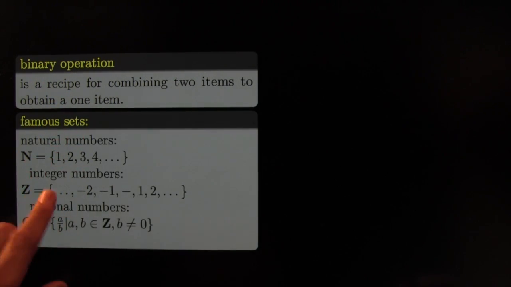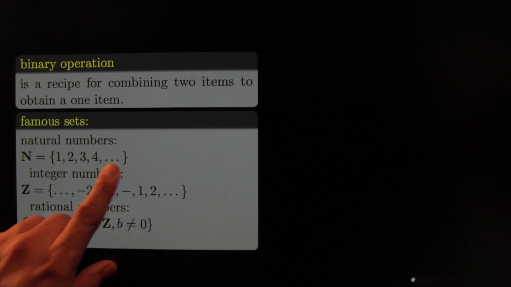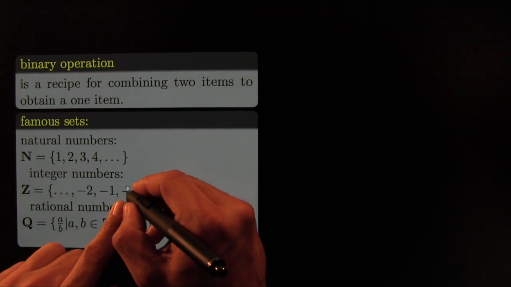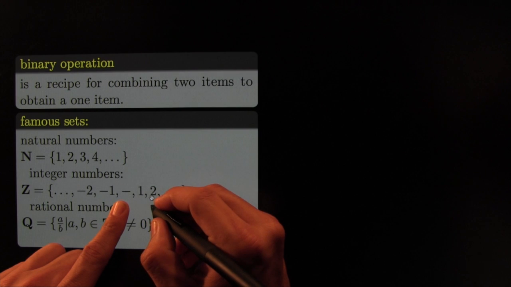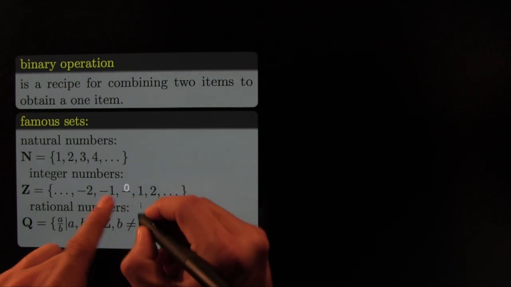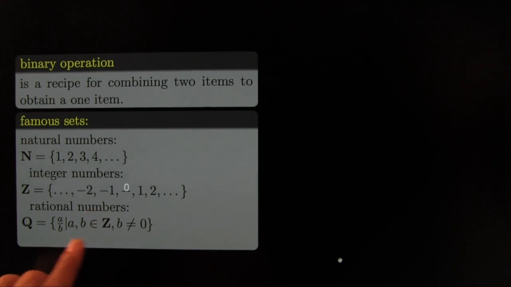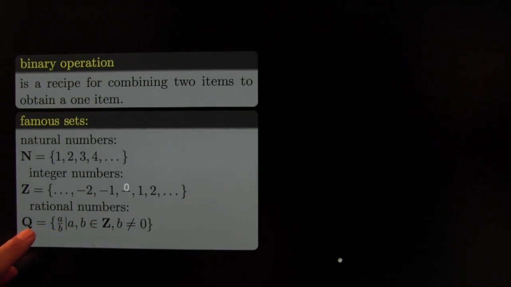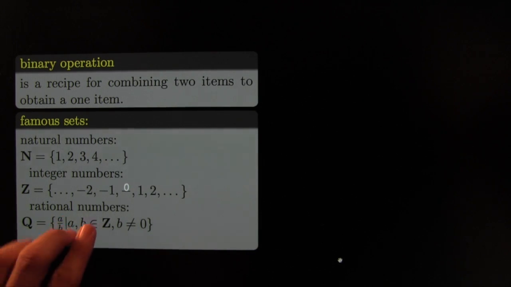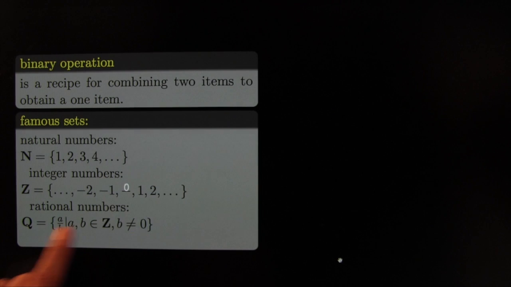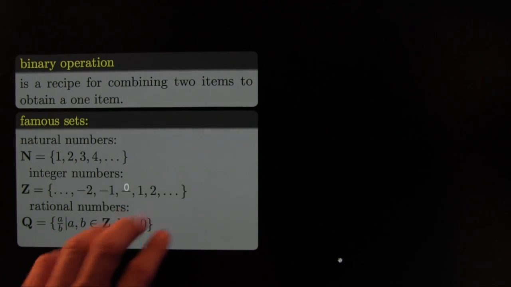We also learned our famous sets, natural numbers. These are the ones you count with. Integers, that's them, and all of their negative counterparts. Although that story is not complete, I still have to tell you what the negative counterparts mean. But we'll come back to that. These are called rationals, the ones with a Q. The set of all fractions such that both numbers are integers, but the bottom is not 0. That's how you read this: the set of all A over B such that A and B are integers, but B is not 0.